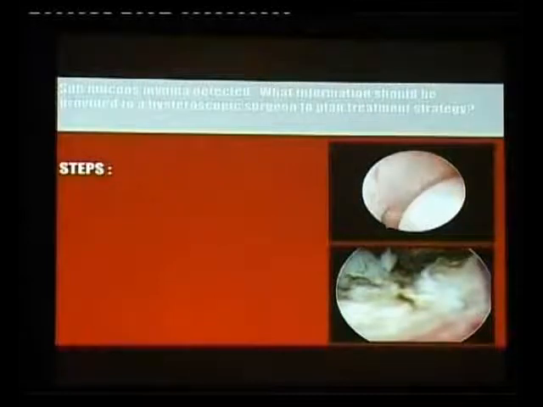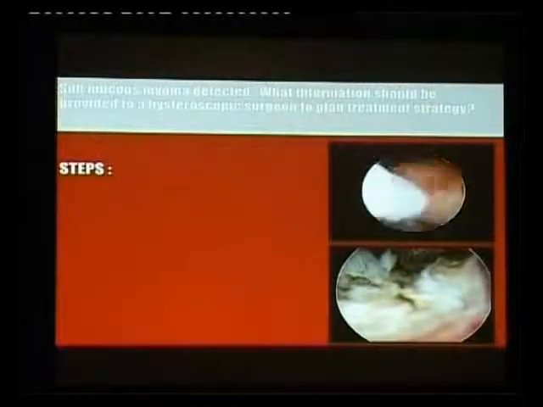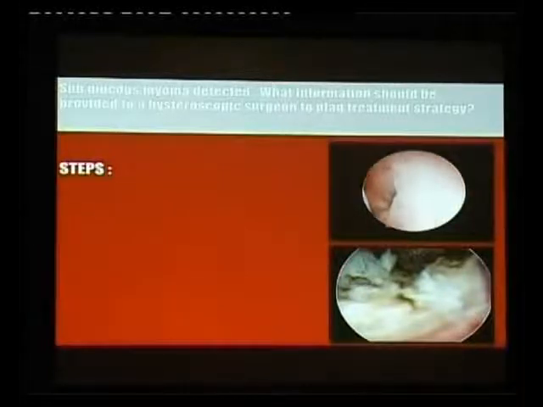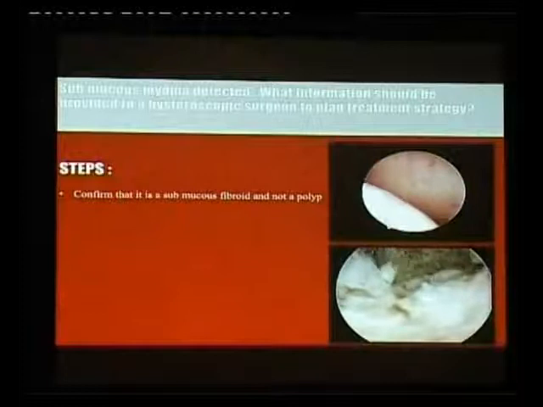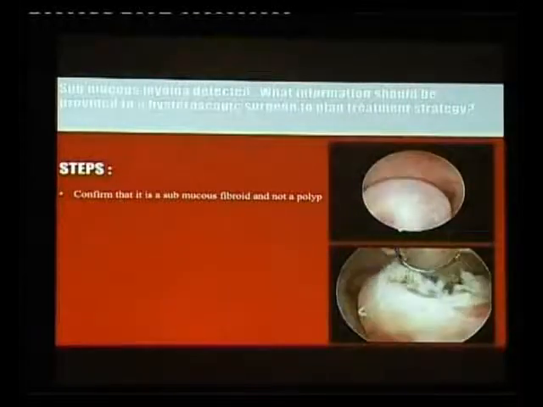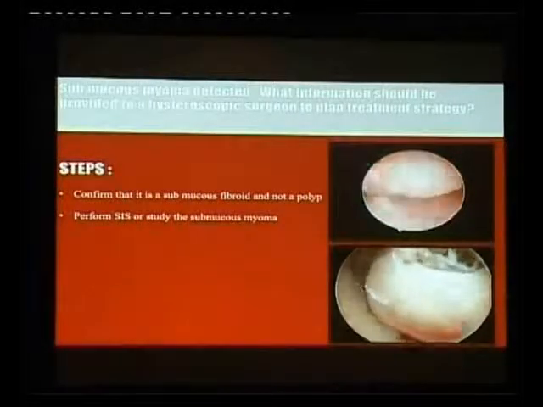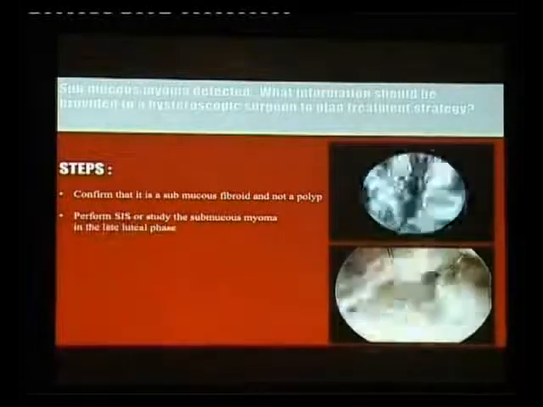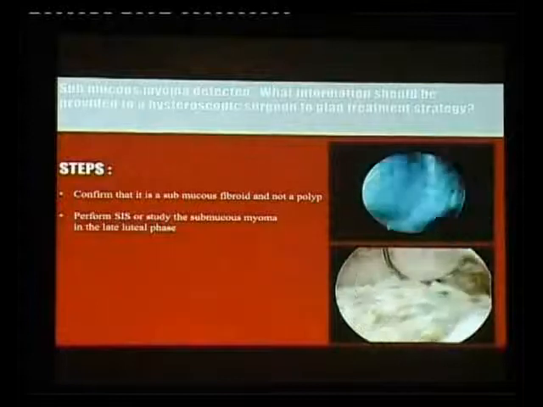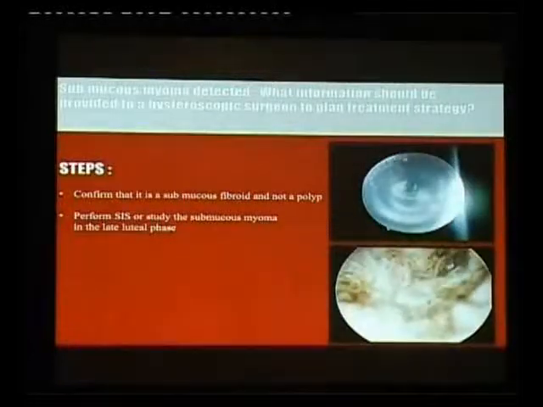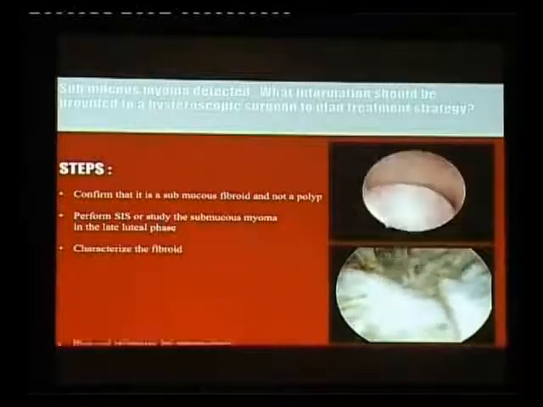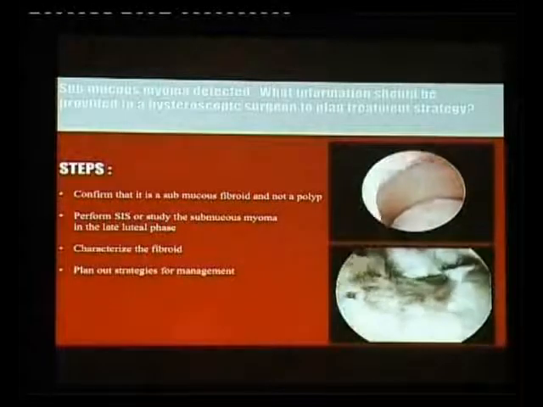There are 2 clinical scenarios that we're going to talk about, and this is, I've seen a submucous myoma. What do I tell the hysteroscopic surgeon? You need to first confirm that you're dealing with a myoma, or you're excluding it from a polyp. You need to perform an SIS, that is a saline infusion sonography, and study the submucous myoma in the luteal phase, because then it can delineate very well and you can see the junctional zone as well. You then need to characterize the fibroid according to guidelines, and you need to plan out the strategies of management.